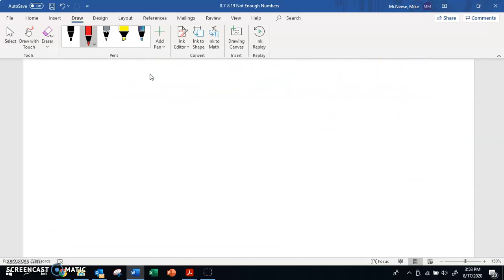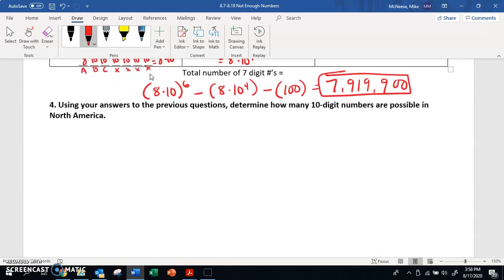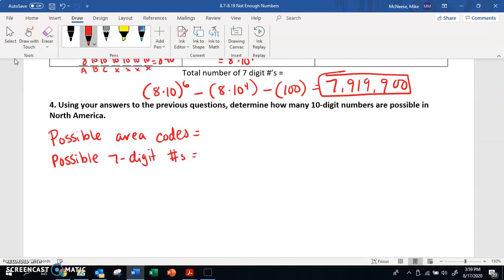And the last thing we want to look at is, using your answers to the previous questions, determine how many 10-digit numbers are possible in North America. So the two things we got to look at, the possible area codes, and the possible 7-digit numbers. Those are the two things we looked at, right? Possible area codes, we said that there were 700 total possible area codes, and then we said there were 7,919,900 possible 7-digit numbers.